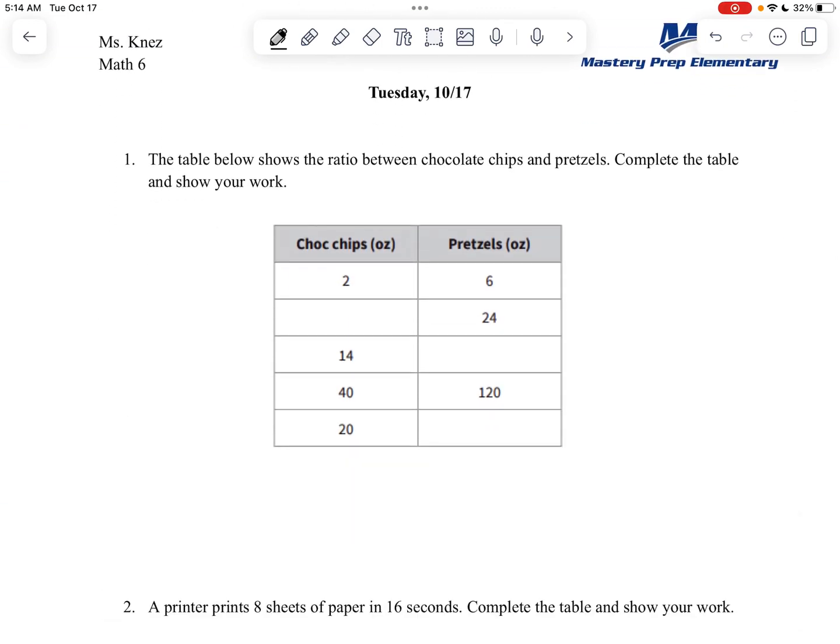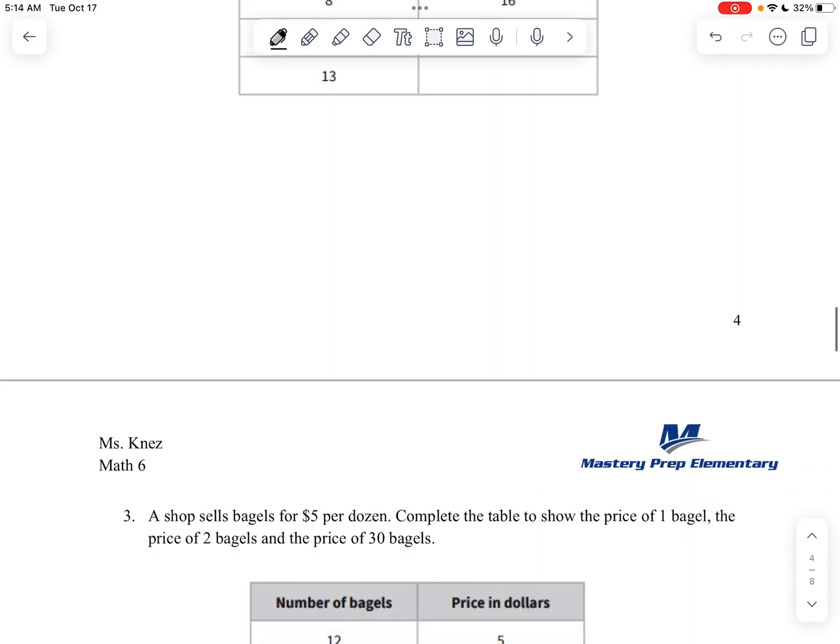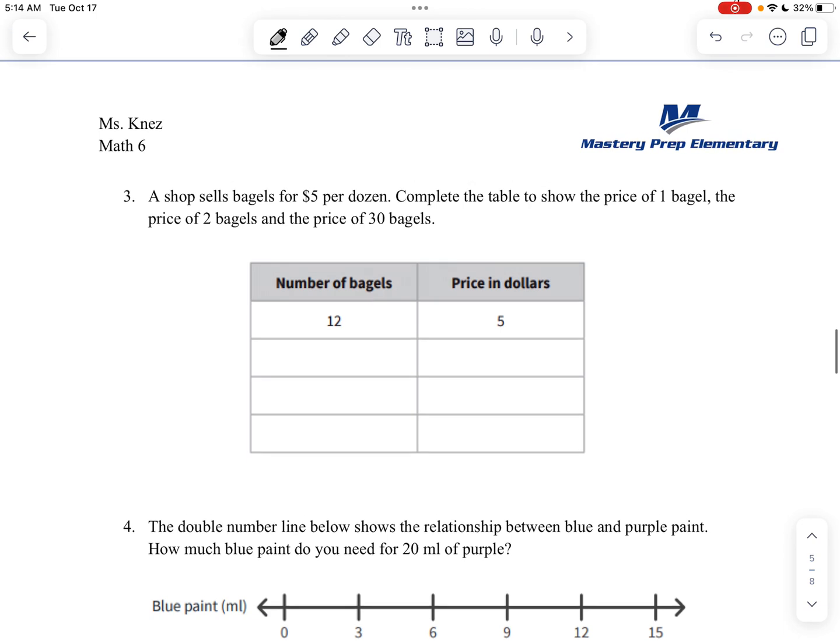On Tuesday night's homework, we're reviewing the process of completing a ratio table. I'm going to model question 3 because that's the most difficult ratio table here, and you can use the strategy in question 3 to solve any of the ratio tables given. Question 3 says, a shop sells bagels for $5 per dozen. We can see that in the table because 12 bagels cost $5. Complete the table to show the price of 1 bagel and the price of 2 bagels and the price of 30 bagels. That means my table needs 1 bagel, 2 bagels, and 30 bagels so that I can show those prices.